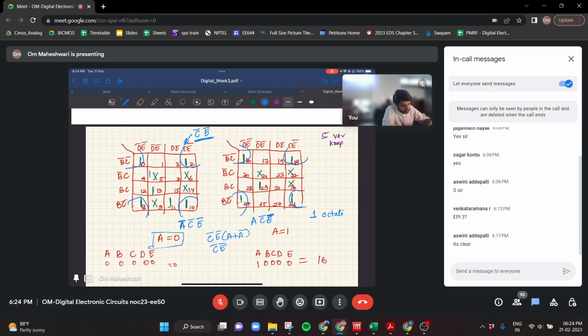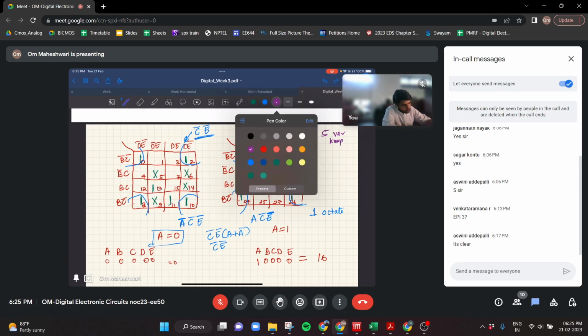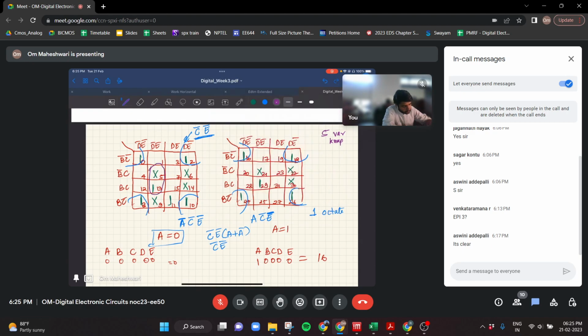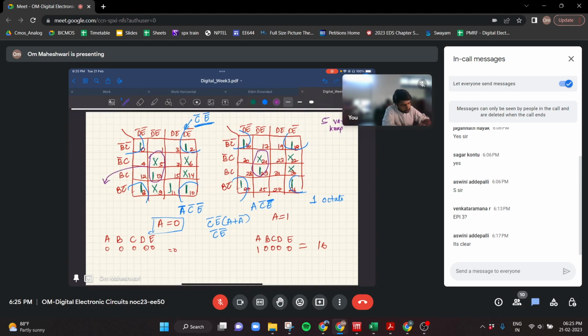Next pair, we can have this, that is, we have the same here also. So these two and these two can be paired. We take a different color. These two and these two, they are a pair. So this would be what? C, B bar, E bar.